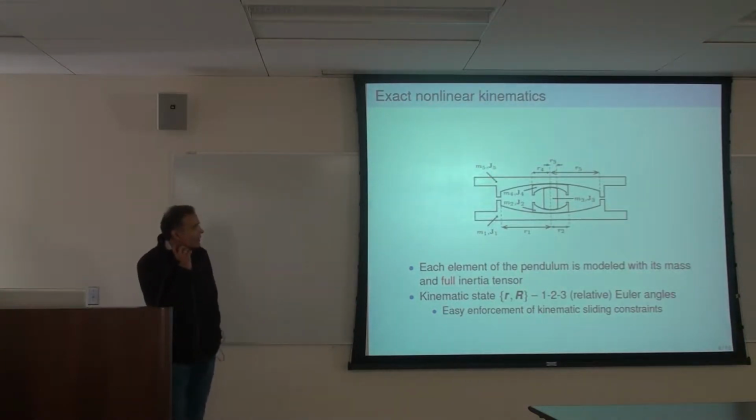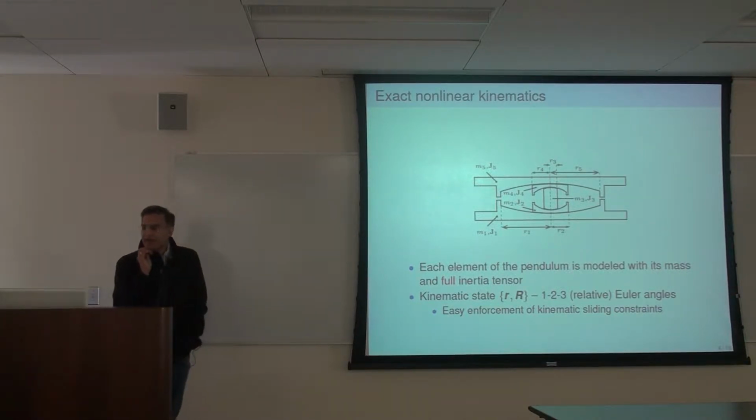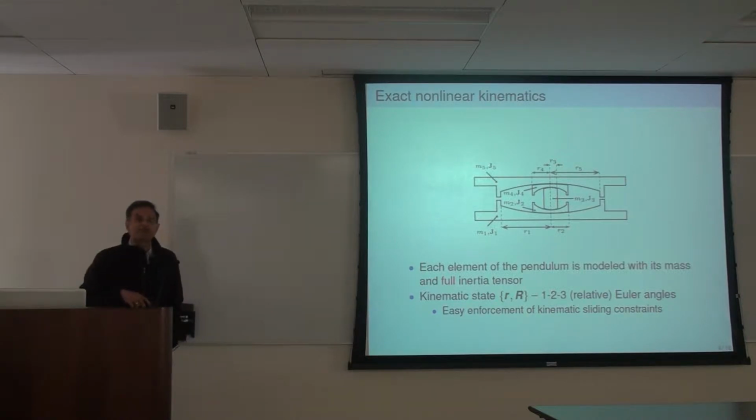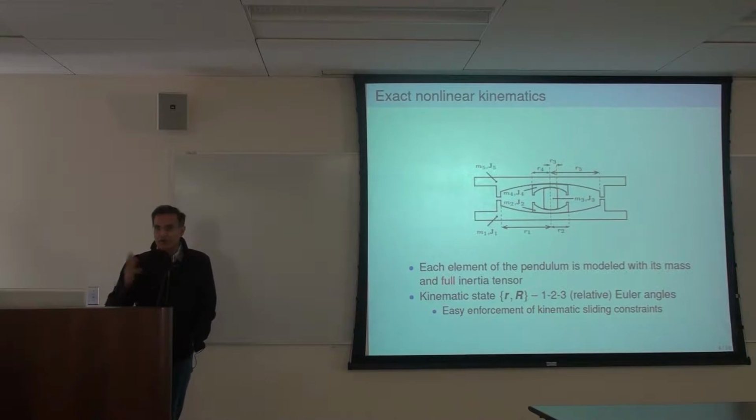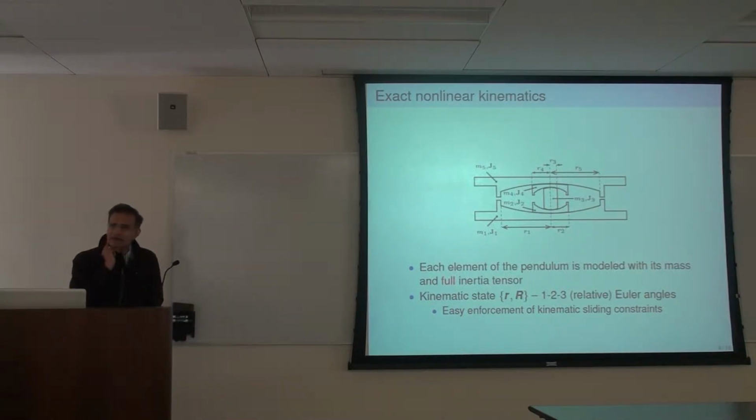The way to go about this is relatively straightforward. You just look at what's going on. And this is an example of a triple friction pendulum. You have 5 rigid bodies. Each one has a mass. It has a moment of inertia that we model fully. And so the kinematic states now in the model are the position of the center of mass, and then the rotation, which is a tensor, okay? And the way we do this is we use Euler angles, 1, 2, 3 Euler angles to get the configuration.